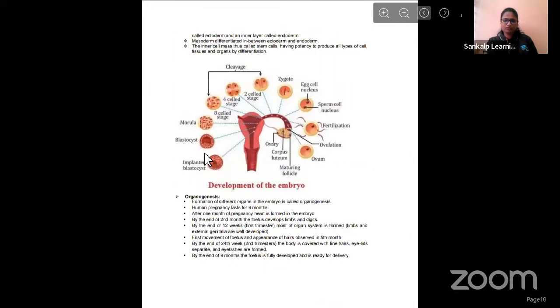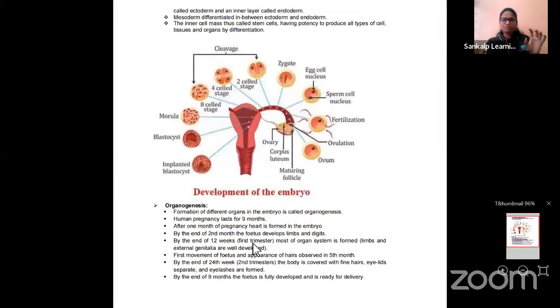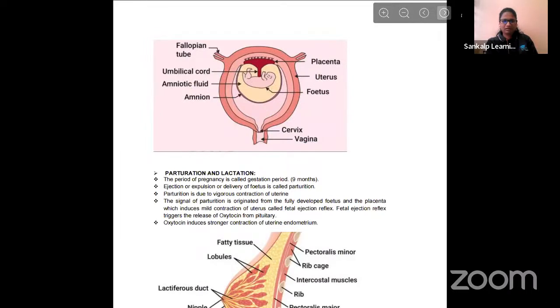So what we have to focus on for the multiple choice question: the first movement will be felt by the mother in the 5th month. The heart and brain will be developed after 1 month, that is, in the 5th week or the 3rd to 4th week the heart is developed. That we have to remember. After this, saturation and this one. Okay.